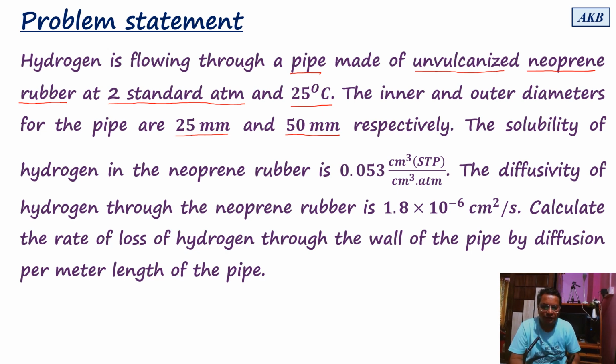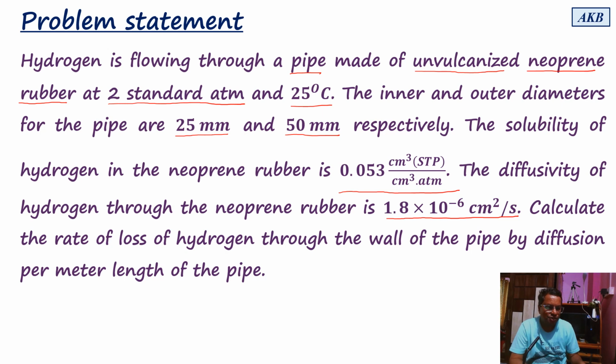The solubility of hydrogen in neoprene rubber is given. It is 0.053 cm³ measured at STP per cm³ per atmosphere. The diffusivity of hydrogen through the neoprene rubber is also given to us. It is 1.8 × 10^-6 cm² per second.